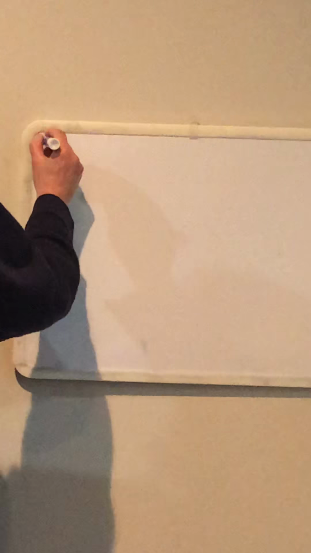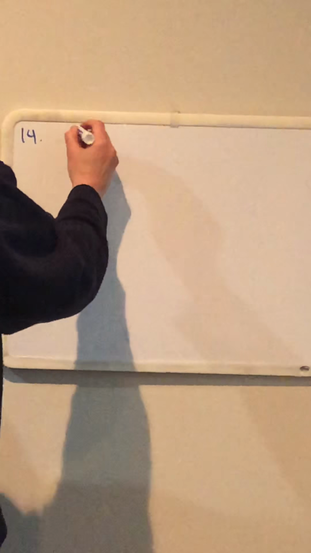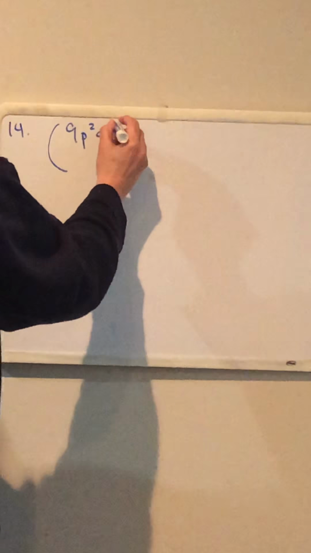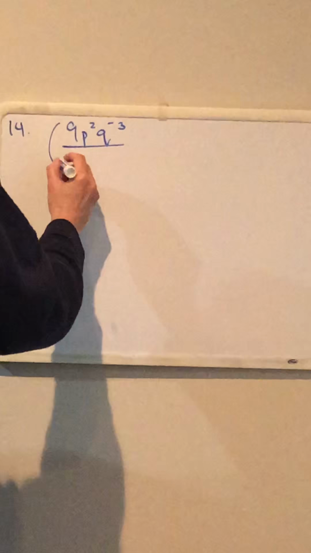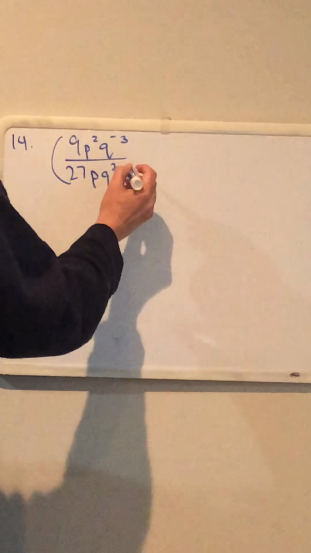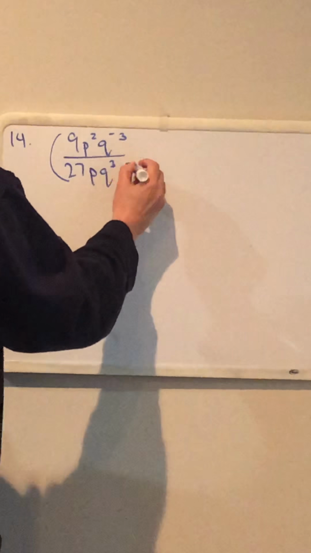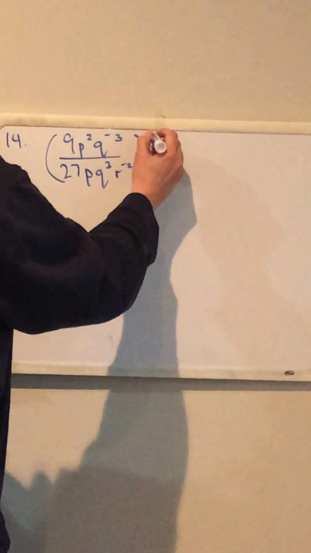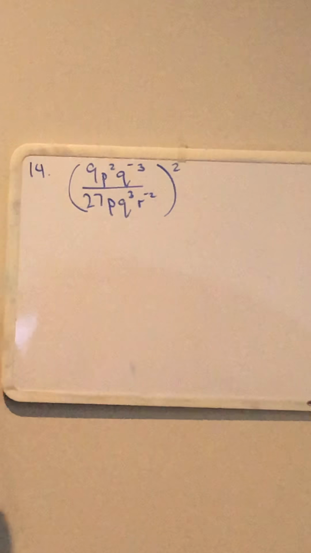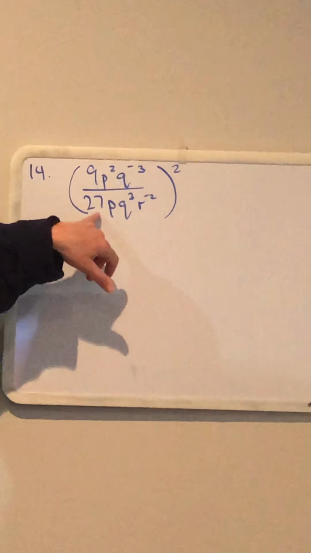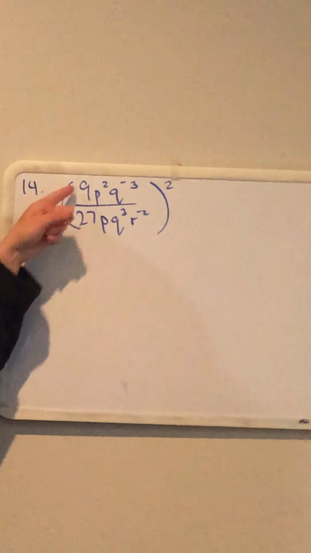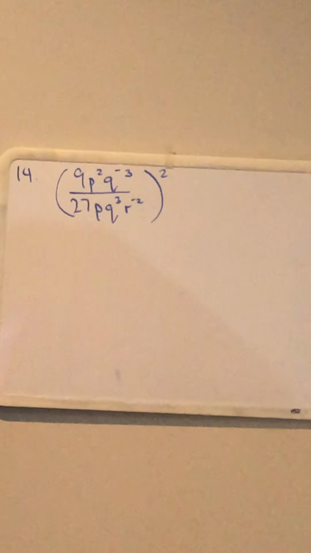Number 14, we have 9 p squared q to the negative third over 27 p q to the third r to the negative second, all raised to the second. Okay, now I know I have to distribute the exponent, and I noticed that a lot of you did distribute it right away, but then you got this giant number because 27 to the second is a giant number. So for me personally, because 9 and 27 reduce, I'd probably reduce it first just to make my life easier.